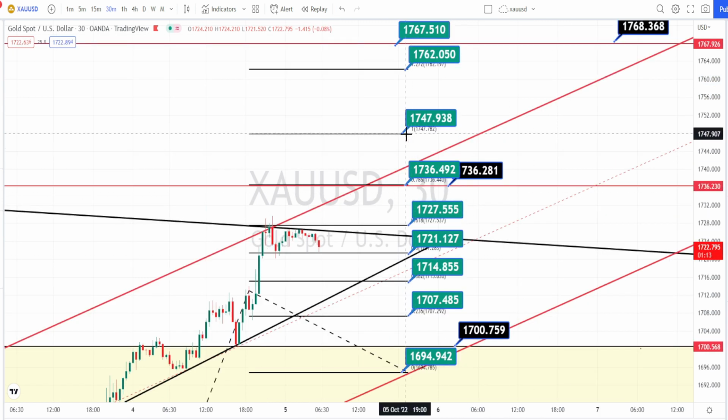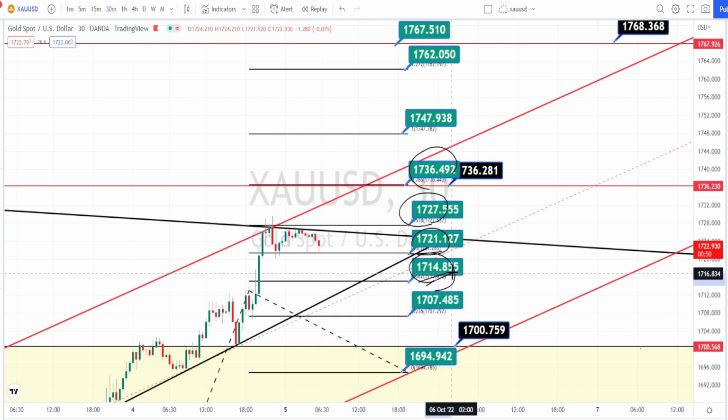So the values within these green color boxes are the resistance and support levels for current price action in 30 minutes time frame. Presently the price action is trading between the resistance level of 1727 and support level of 1721. And if the price action breaks this support level of 1721, next level of support is going to be around 1714, 1707 and 1700 and 1794.